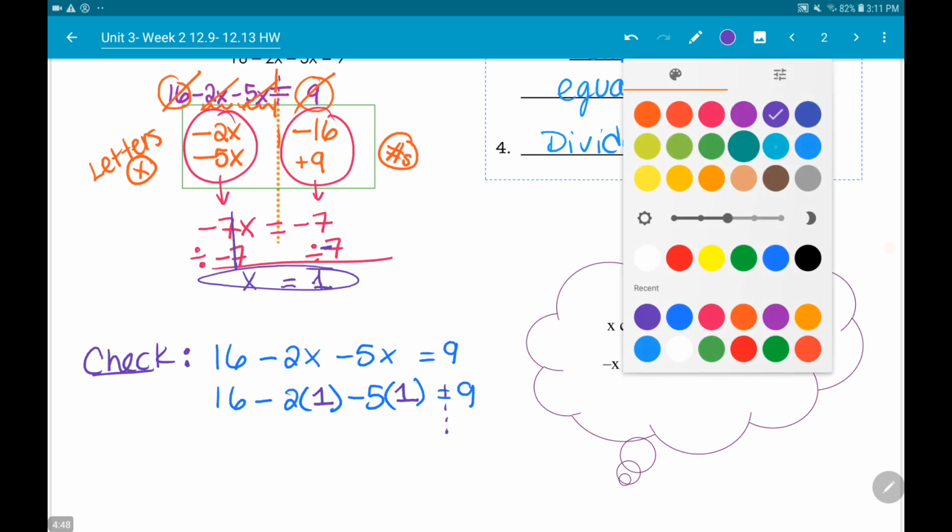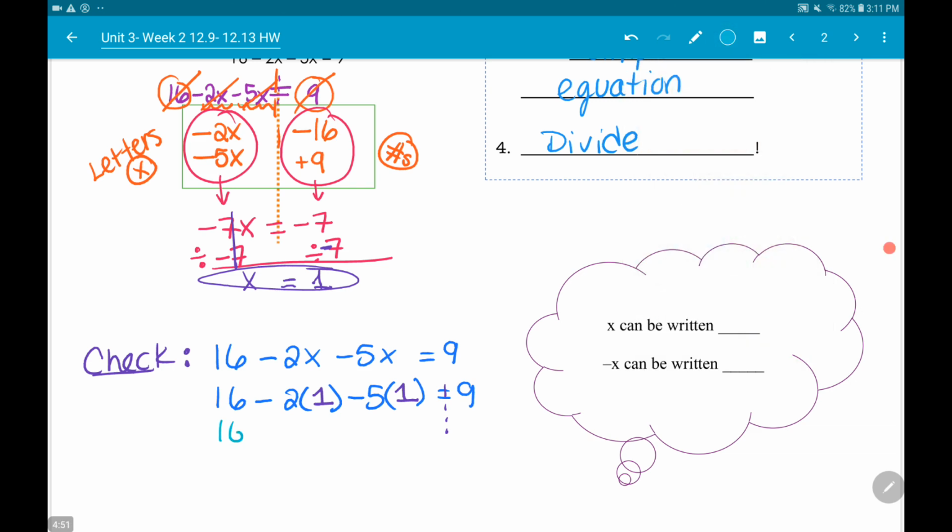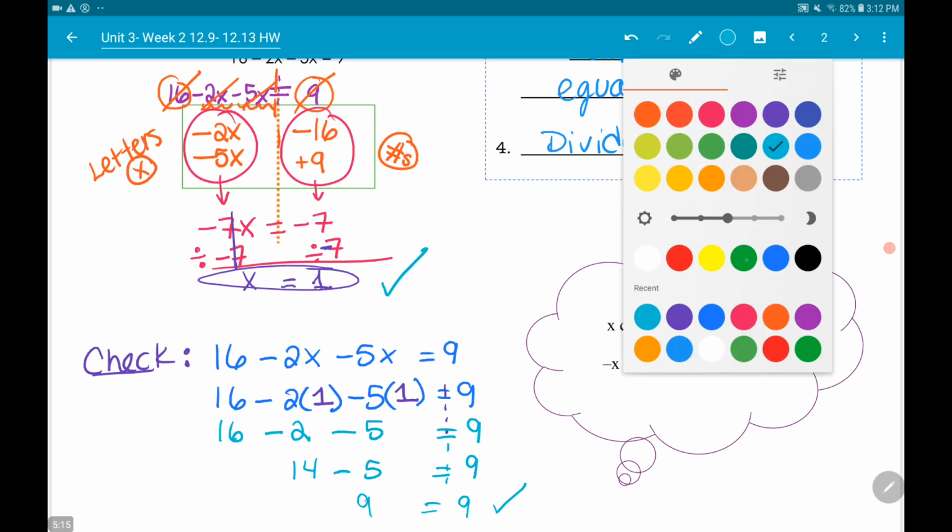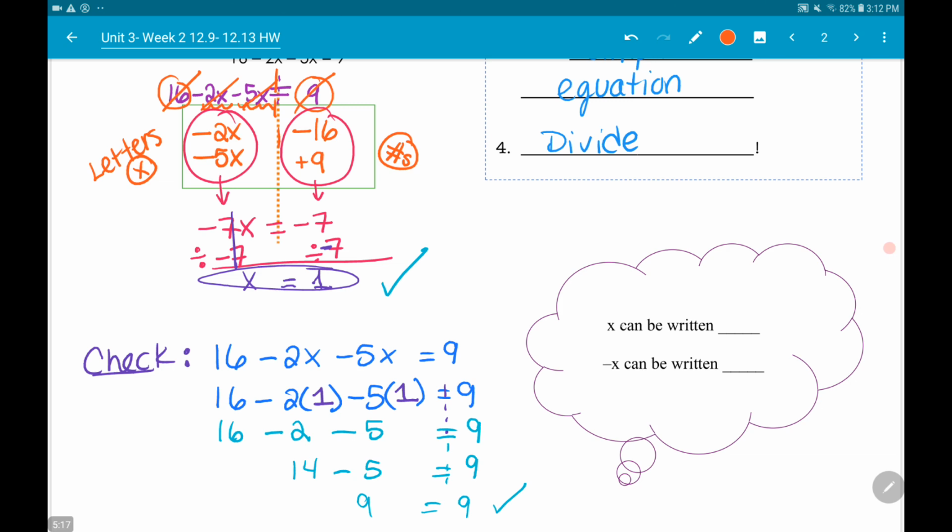Okay, so let's simplify. I get 16, 2 times 1 is 2, 5 times 1 is 5. And then I keep simplifying. So I get 16 minus 2 is 14 minus 5, which is 9, and that is equal to 9. So that means I am correct. All right, just as a quick recap, if you just see x, that is the same thing as 1x, and negative x is the same thing as negative 1x.